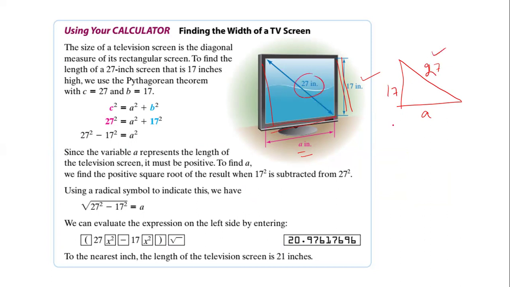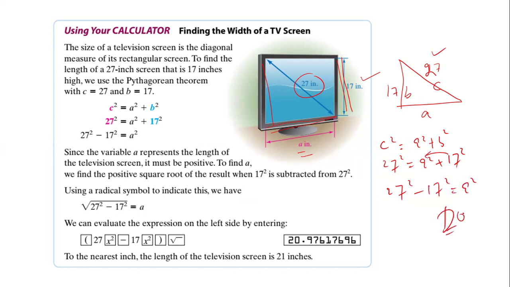Using the Pythagoras theorem, let this be C, this B and A. So C square is equal to A square plus B square. C square is 27 square, A square is a question mark, and that is 17 square. So 27 square minus 17 square is equal to A square. Do try this one using a calculator.